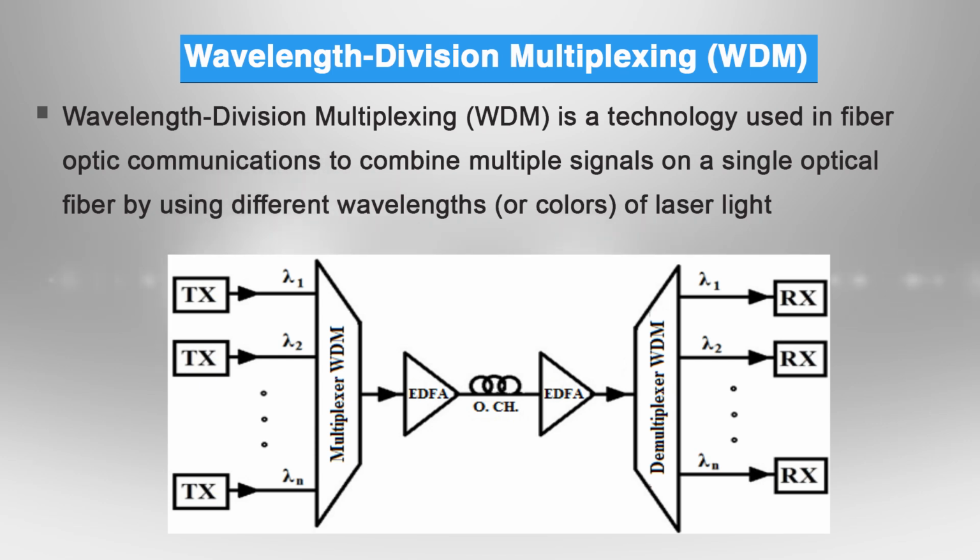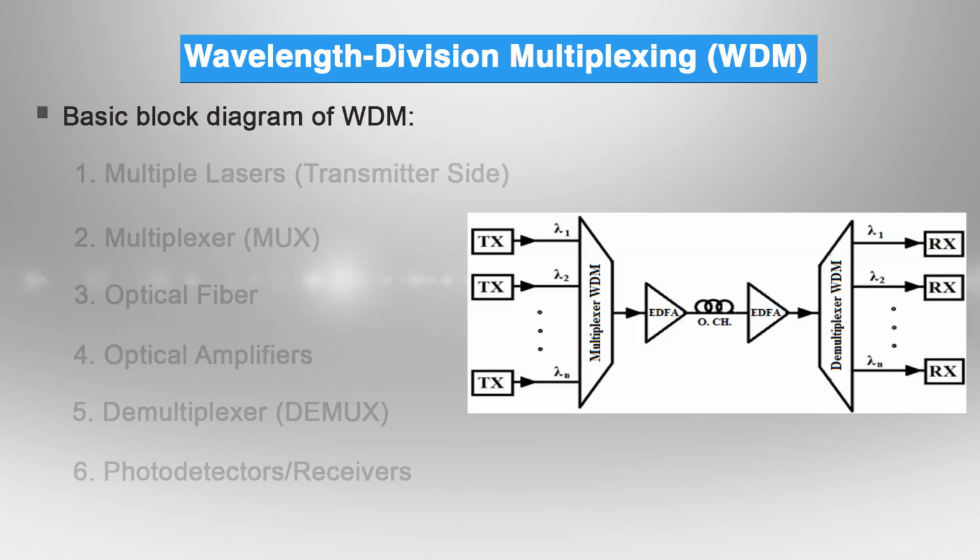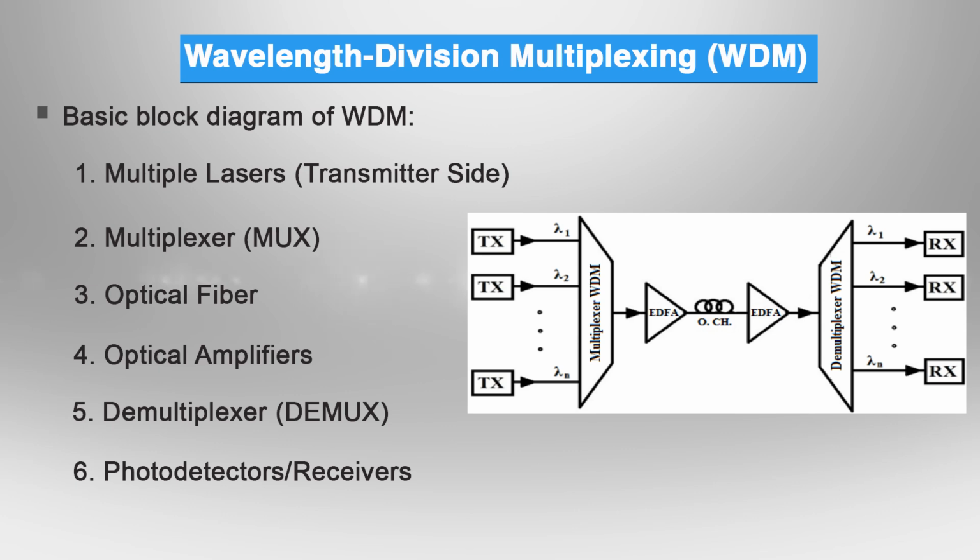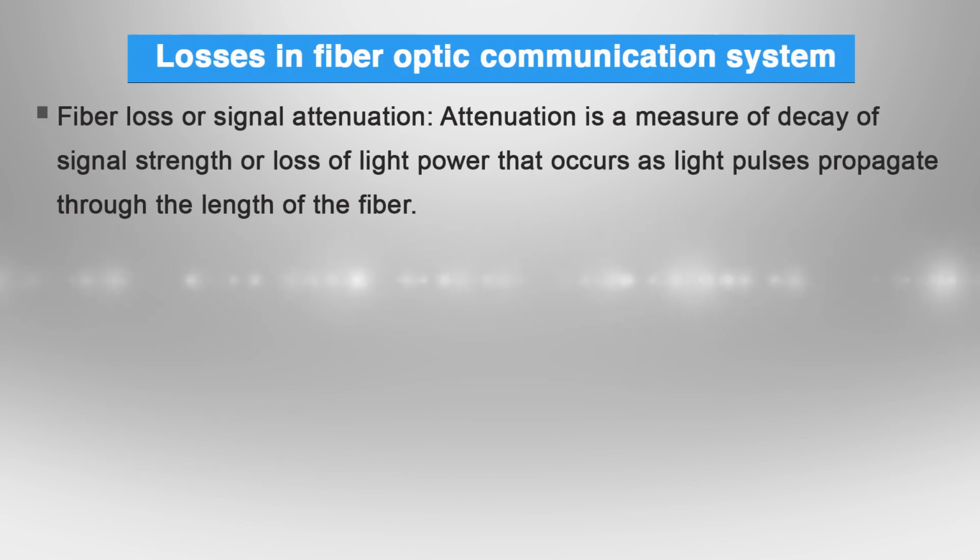Wavelength division multiplexing is a technology used in fiber optic communication to combine multiple signals in a single optical fiber by using different wavelengths or colors of laser light. The basic block diagram of wavelength division multiplexing consists of the following sections: multiple lasers, multiplexers, optical fibers, optical amplifiers, demultiplexer, photodetectors or receivers. Fiber loss or signal attenuation.